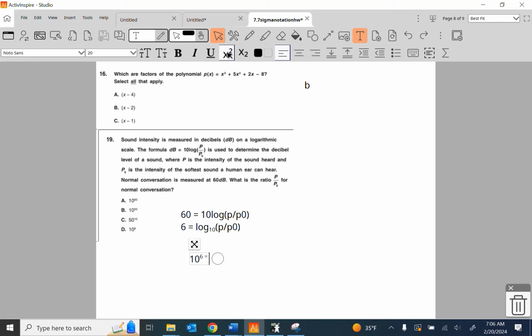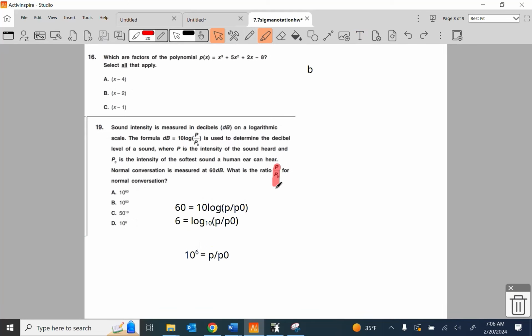Actually took me a minute to figure out what they were asking for. And that's what they want. They want that ratio. So there you go. Not hard at all. 10 to the 6th.